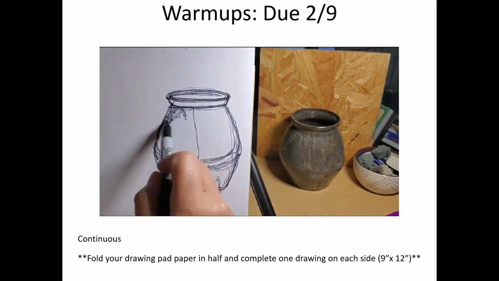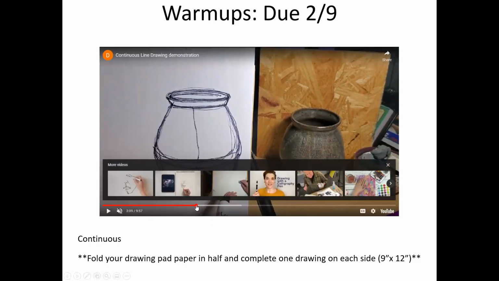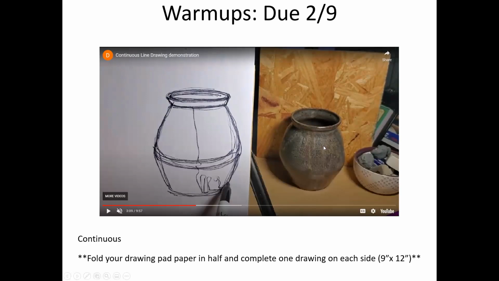Now she does get a little bit into using value. I don't want to do that for our drawings. I want you to sort of stop it here where we don't see value. I want you to have it just a basic outline of the object itself, all right, to describe the object.